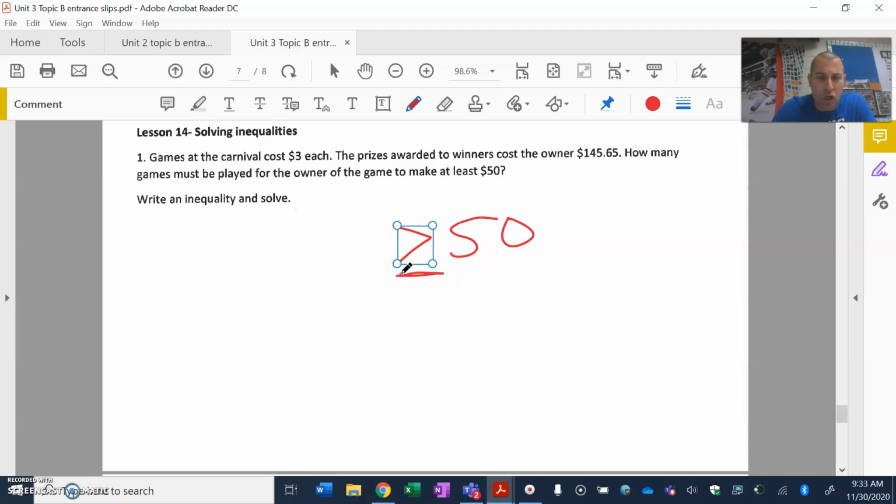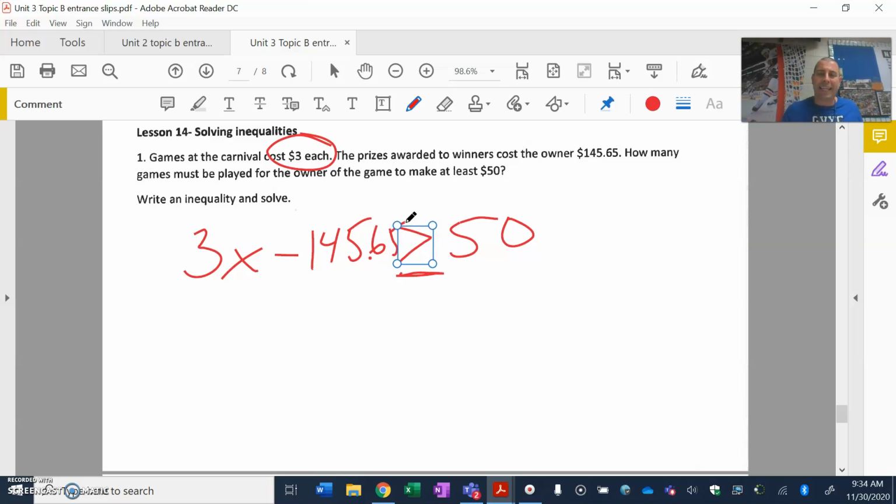The idea behind this is games cost $3 each. We want to know how many games need to be played, so that's going to be our variable, our x. So we know we're dealing with a 3x. Now, here's the thing. It costs the owner $145.65. If it's costing you money, that's a subtraction, a negative, because we're getting $3 per game, but we have to take away the cost as well, and we want it to be at least $50.